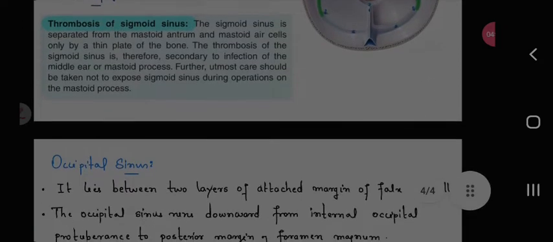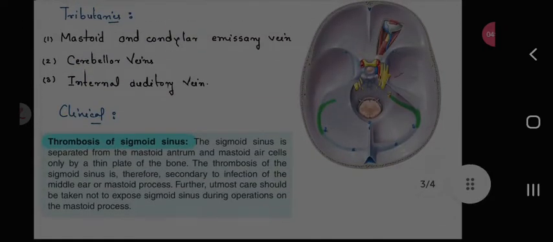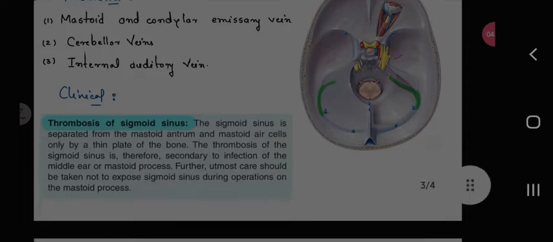Clinical: thrombosis of sigmoid sinus. The sigmoid sinus is separated from mastoid antrum and mastoid air cells only by a thin plate of bone. The thrombosis of the sigmoid sinus is therefore secondary to infection of the middle ear or mastoid process. Further, utmost care should be taken not to expose sigmoid sinus during operations on the mastoid process.